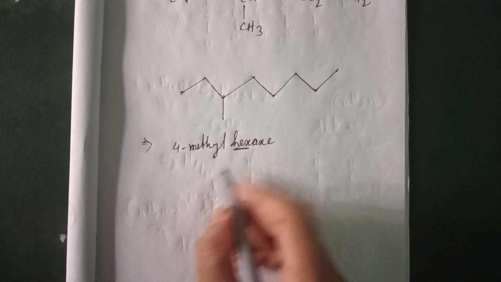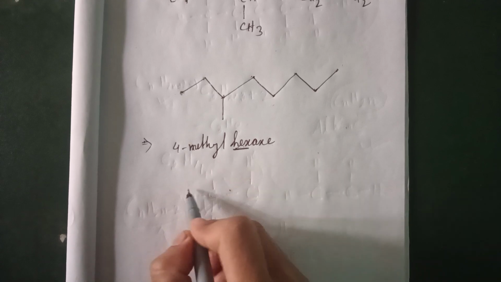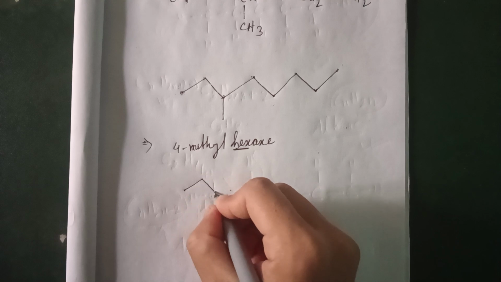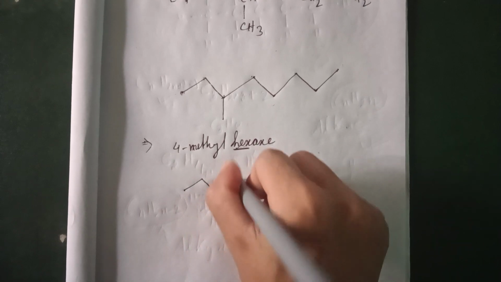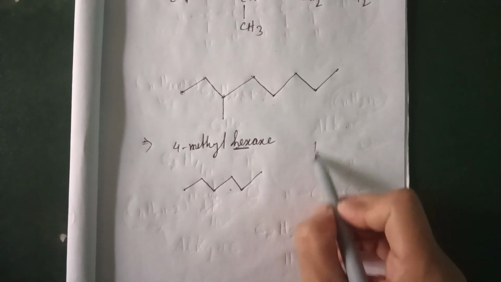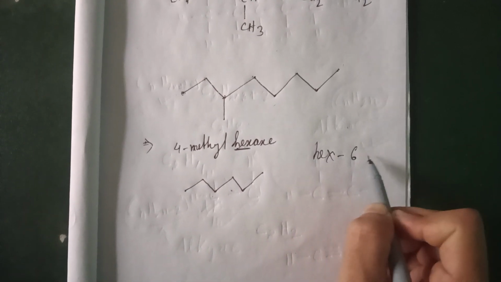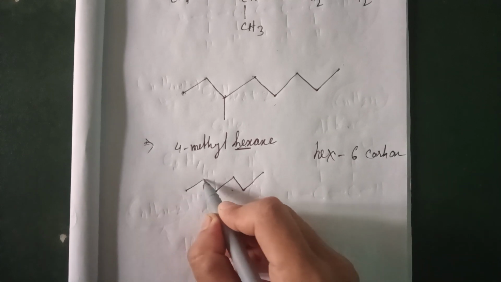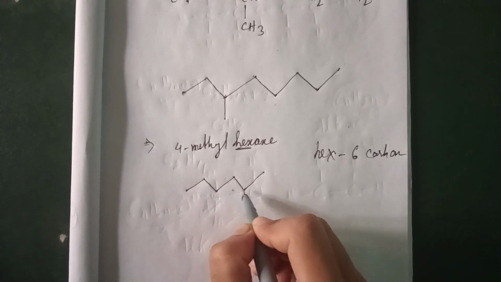How many hexane? Hexane means how many carbon? So you can draw in this way. See, 1 carbon, 2 carbon, 3 carbon, 4 carbon, 5 carbon, 6 carbon. Okay, so you can draw in this way. So how many carbon? Hex means it is 6 carbon. Okay, 6 carbon. So 1, 2, 3, 4, 5, 6.